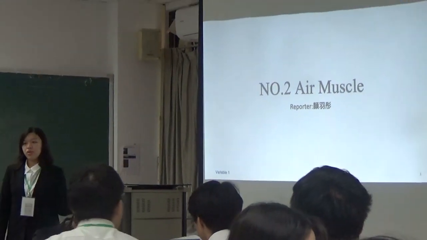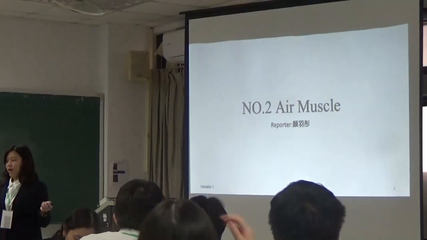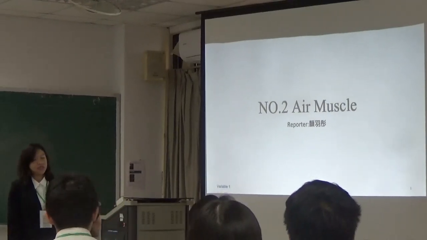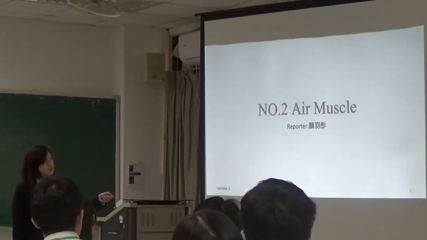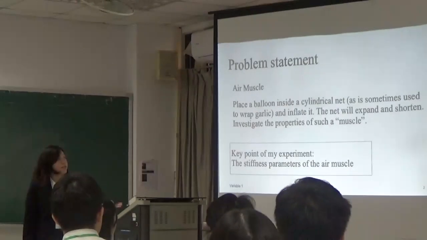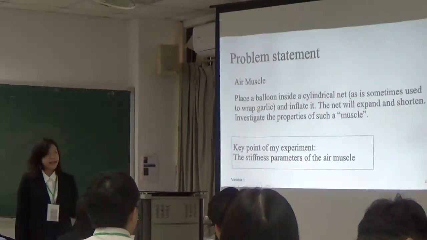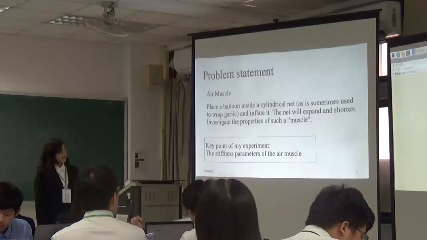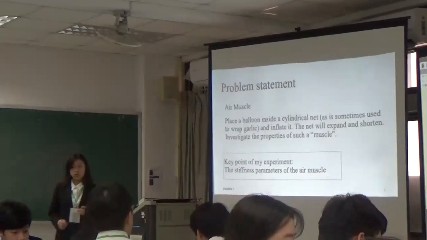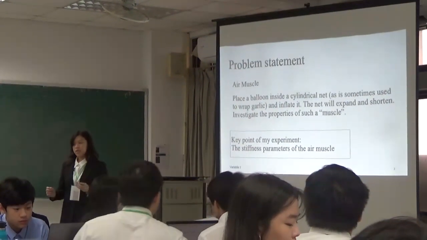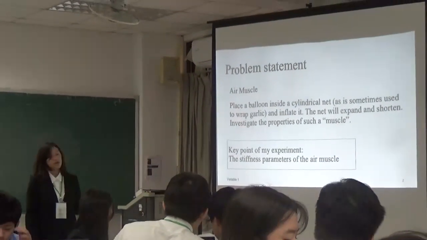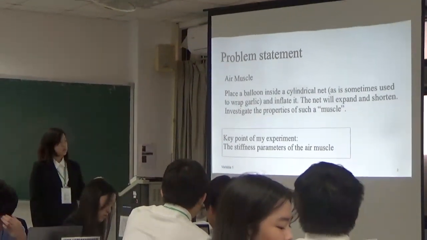Hello everyone, I'm the reporter from variable 1, and today I'm going to report my research on problem 2, air muscle. This is the following statement. Place a balloon inside a cylindrical net and inflate it. The net will expand and shorten. Investigate the properties of such a muscle. In my experiments, I will focus on the stiffness parameters of the muscles.